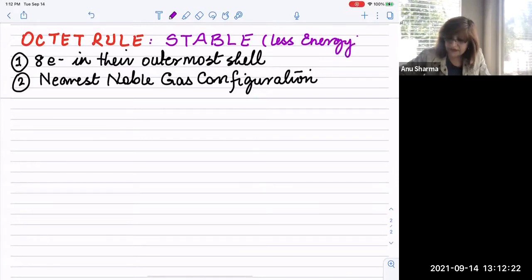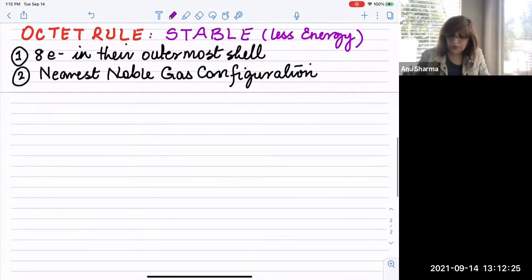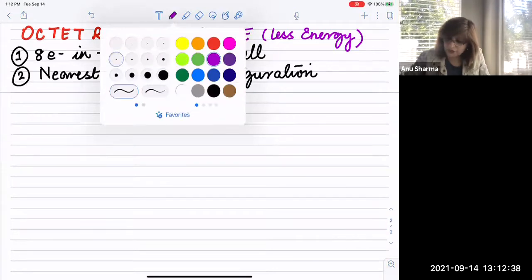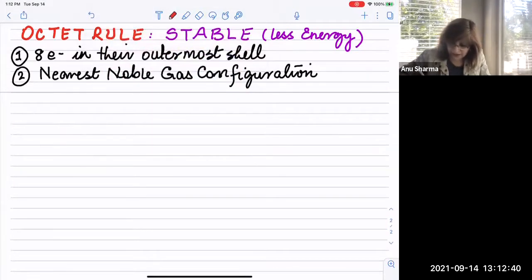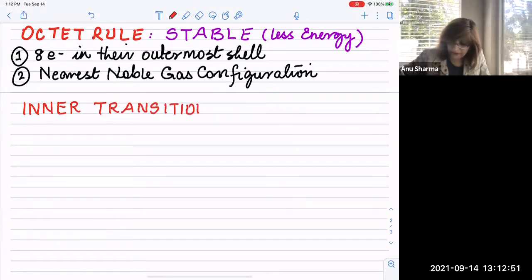Okay, so this is the reason why they give away the electrons or they accept the electrons. Because then they begin to look like the nearest noble gas, with 8 electrons in the last shell. But at the same time, what about those elements that are the inner transition and post-transition?